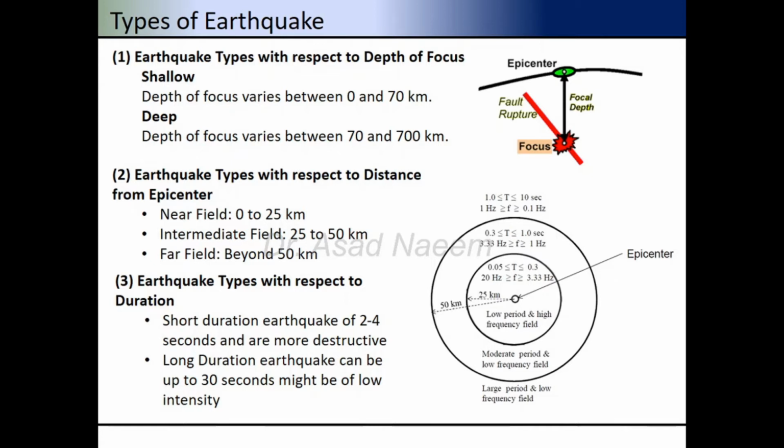Further, earthquake can also be divided with respect to its duration. Short duration earthquake, like 2 to 4 seconds, can be more destructive for shorter period structures. And long duration earthquake, which are up to 30 seconds or more than 30 seconds, can be of low intensity. This figure shows the different types of earthquake from the epicenter.